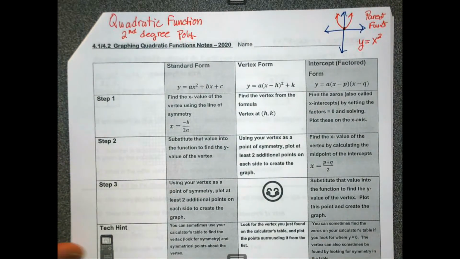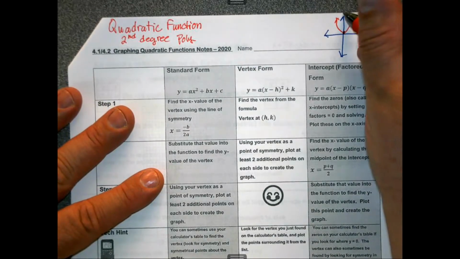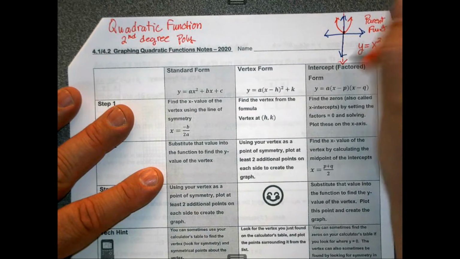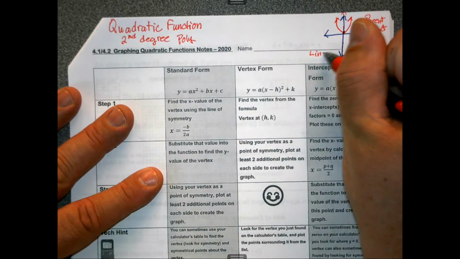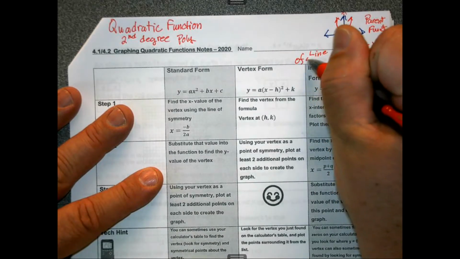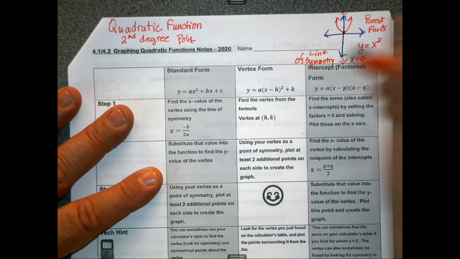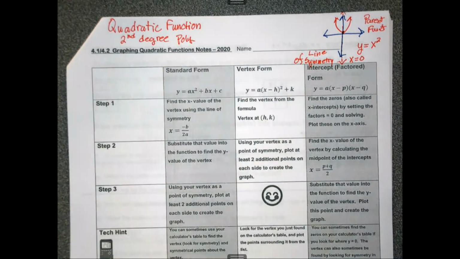Okay, and the vertex is at x equals 0. In fact, there's a line of symmetry here. In the parent function, it happens to be the vertical line x equals 0. It's our line of symmetry. Okay, x equals 0 or the y-axis, right?